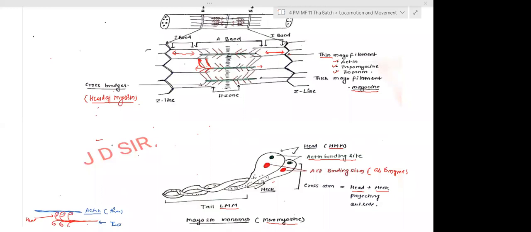Visible? Is it visible to you? Affaf? Okay. Yes. Fine.